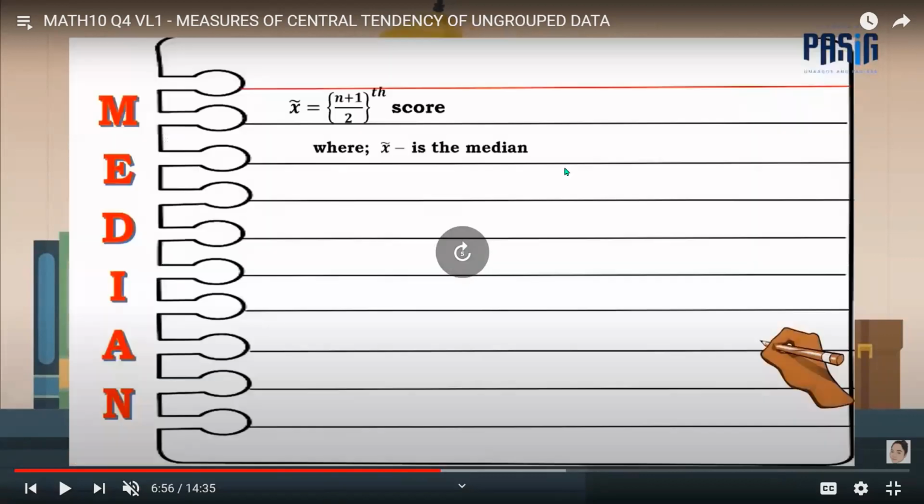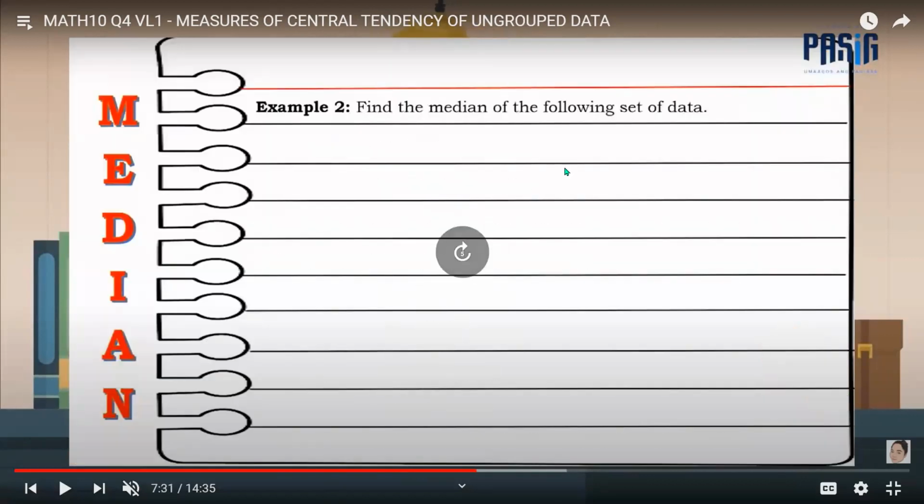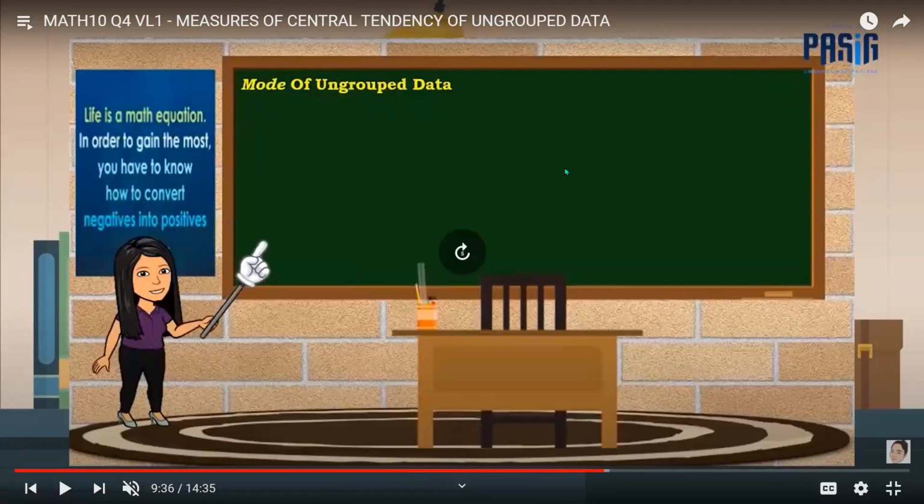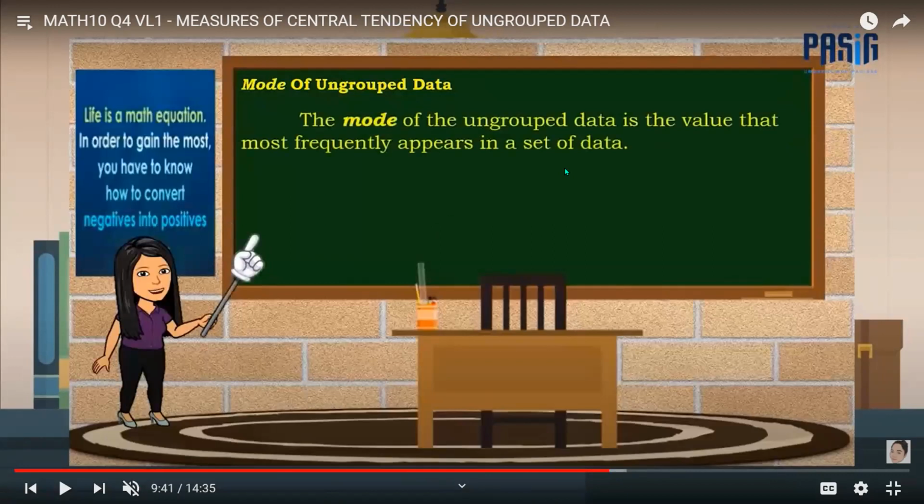So let us proceed. Doon na tayo sa mode. Yeah. So when we say mode, so we are done with the mean, median. When we say mean, it is the average. Yung median po ay yung middle value. While the mode is the value that most frequently appears in the set of data.